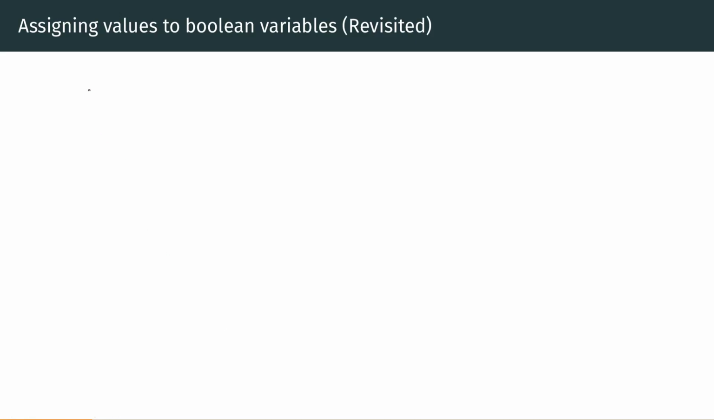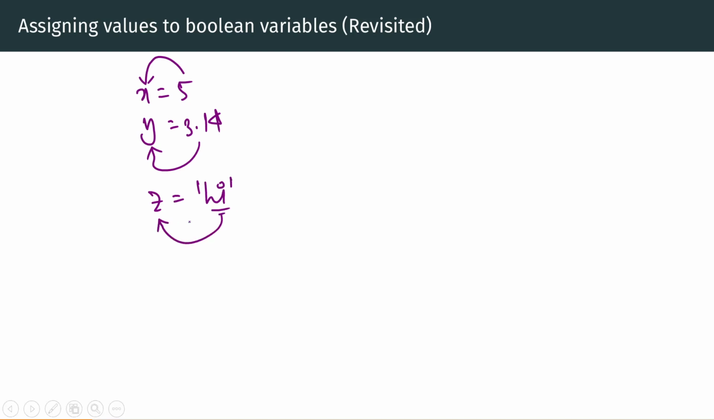Now, we have seen how we assign values to numeric variables. So when you say x equals 5, what you're doing is assigning the value of 5 to the variable x, or y equals 3.14. You're assigning the value of 3.14 to y. We have also seen how to assign string values to string variables. So when you say z equals "hi", you're assigning the value "hi" to the string variable z.